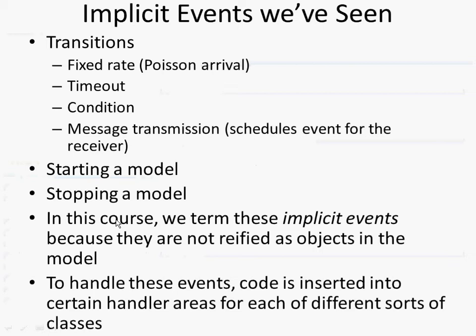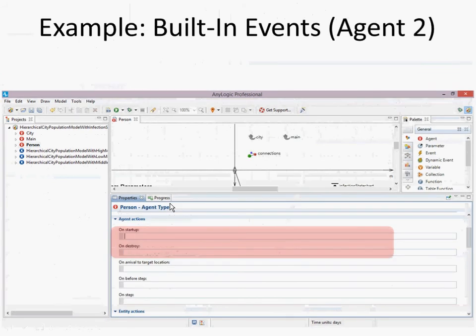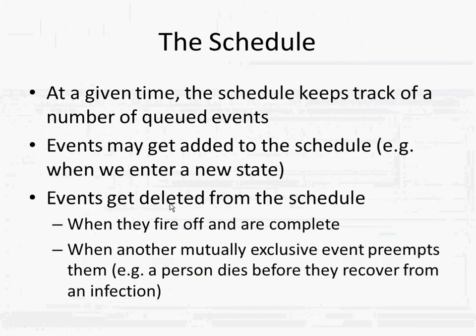And these are, in some sense, implicit events, in the sense that they're not reified as event objects. They're handlers you write. So when something happens, when a transition fires, when you enter a state, when the model starts up, when it finishes, that code is executed. And we've seen a fair bit of that sort of example. For example, when the model started, we sent a message from main to a randomly chosen agent within it.